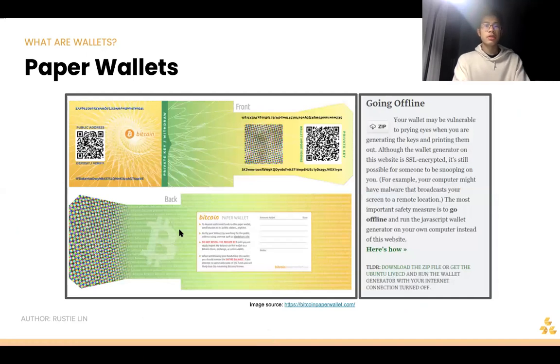Paper wallets. A paper wallet is pretty much as simple as just writing down your private key and public key. You can scan it with a QR code. And if you have a paper wallet, you need to keep it safe, because if people find it, then they know your private key and public key.